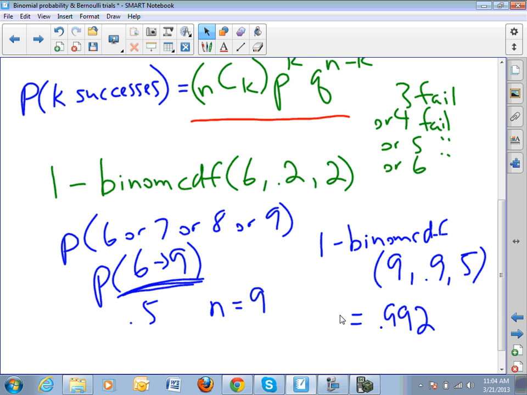I do want to give you work time today, but I want to look at one more example here. Let's look at example 8 on page 491. This is about error correcting codes.